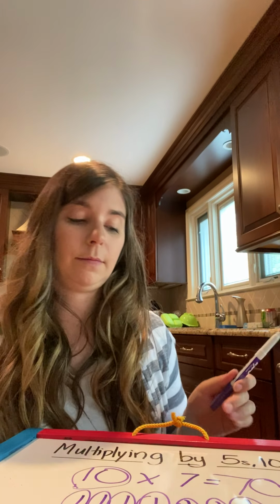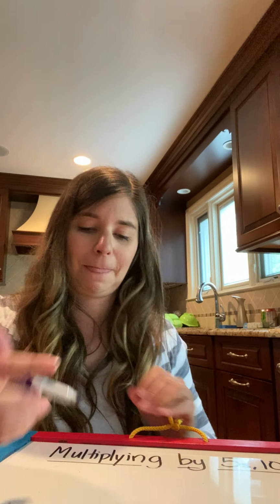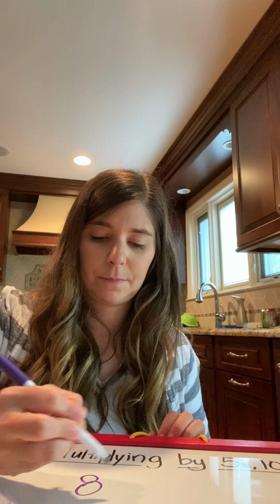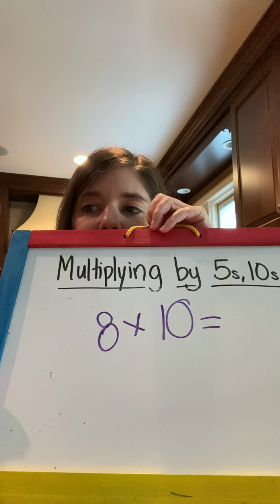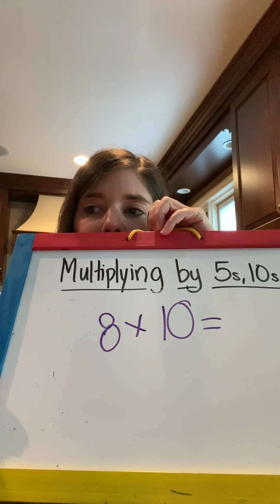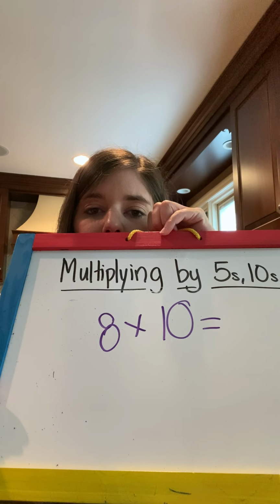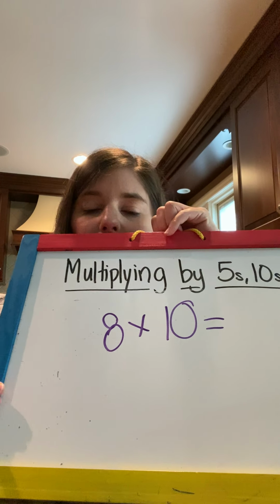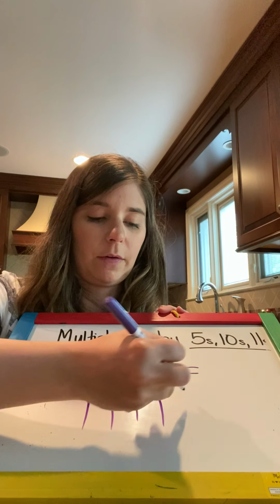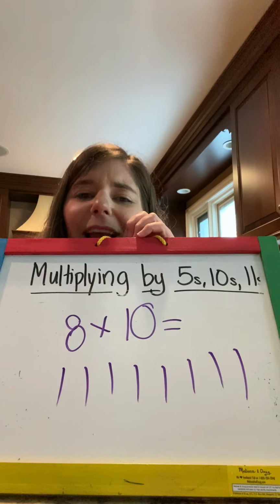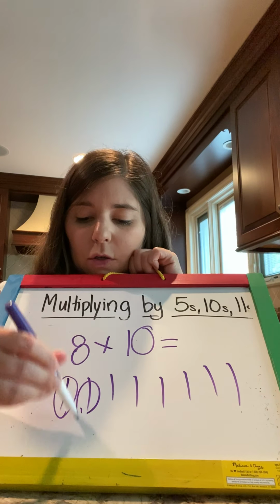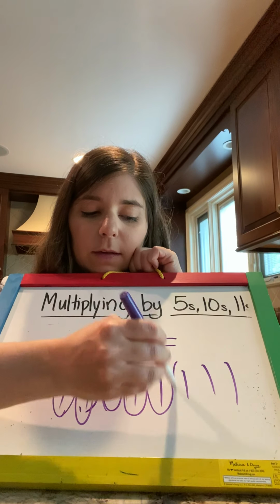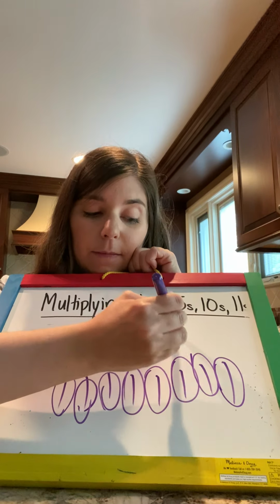Can we try another one? I'm going to show you another trick for 10s. It's pretty amazing. Next one is 8 times 10. Okay. 1, 2, 3, 4, 5, 6, 7, 8. See how quick it is too? It doesn't take forever. Okay, count by 10s. Go. 10, 20, 30, 40, 50, 60, 70, 80.